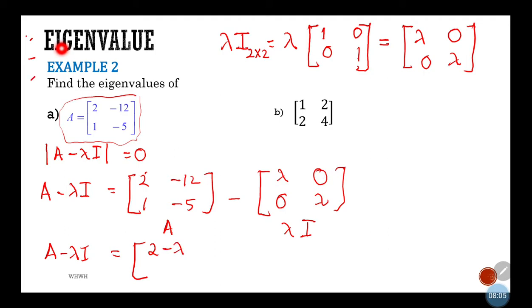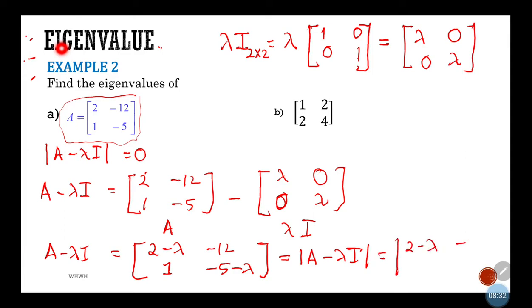Negative 12, minus zero, so you still have minus 12. 1 minus zero is 1. And then negative 5 minus lambda. Alright, and then from here, when you say that you want to find the determinant of A minus lambda I, it is equal to the determinant of this one: 2 minus lambda, negative 12, 1, negative 5 minus lambda.